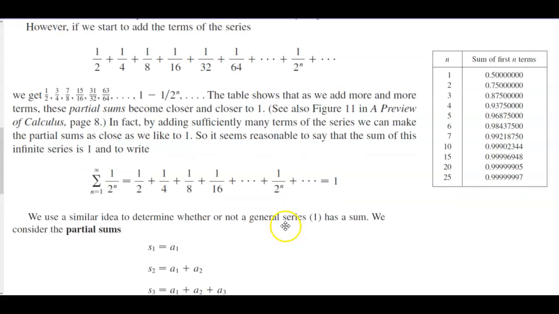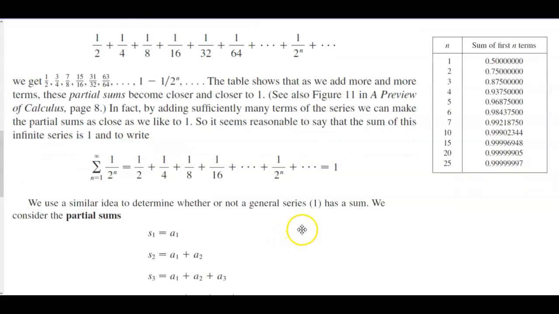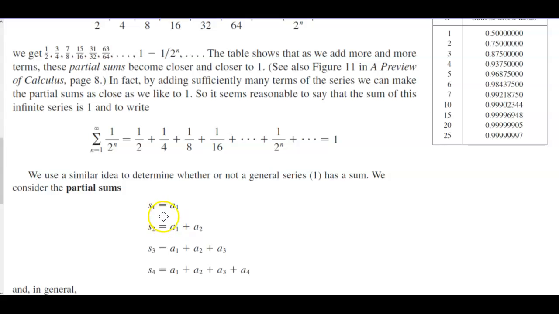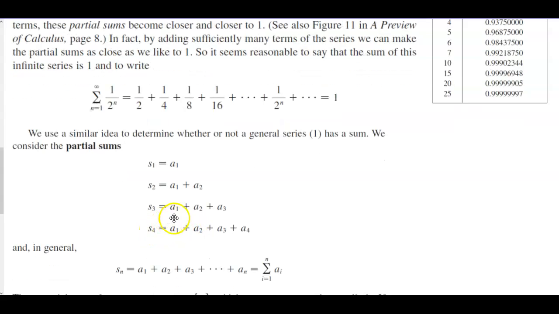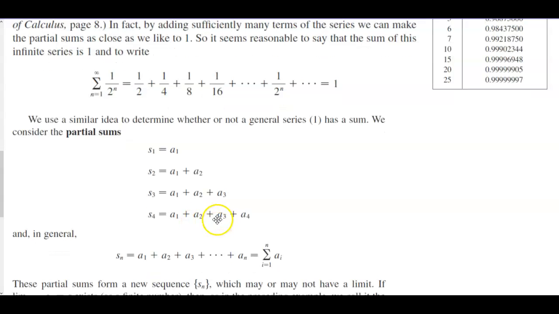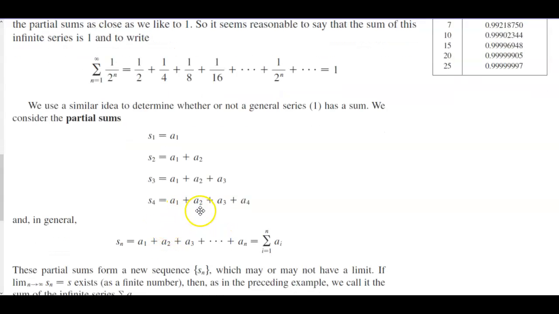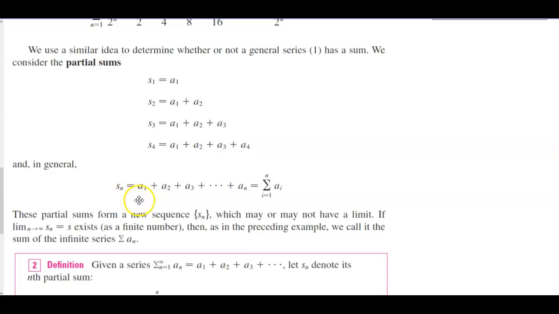Now, we use a similar idea to determine whether or not a general series has a sum, and we consider partial sums. So we would take s subscript 1, which is equal to the first term. S subscript 2 is equal to the first term plus the second term. S subscript 3 is the first plus the second plus the third term. S subscript 4 is the first term plus the second term plus the third term plus the fourth term. So in general, S subscript n is going to equal the first plus the second plus the third term up to the nth term, which becomes a summation of i is equal to 1 to n of a subscript i.